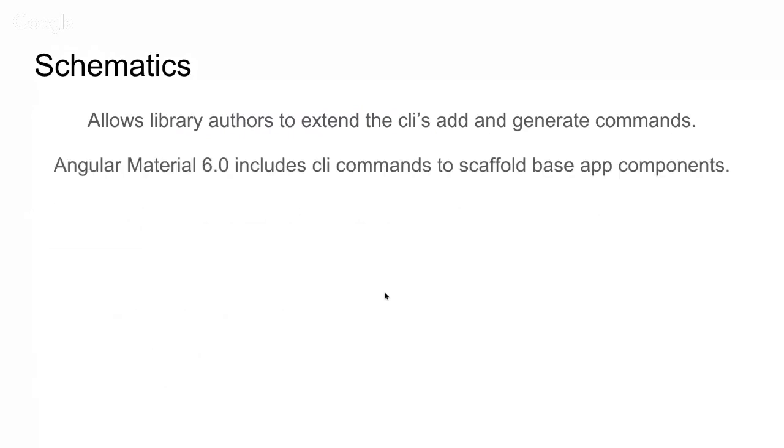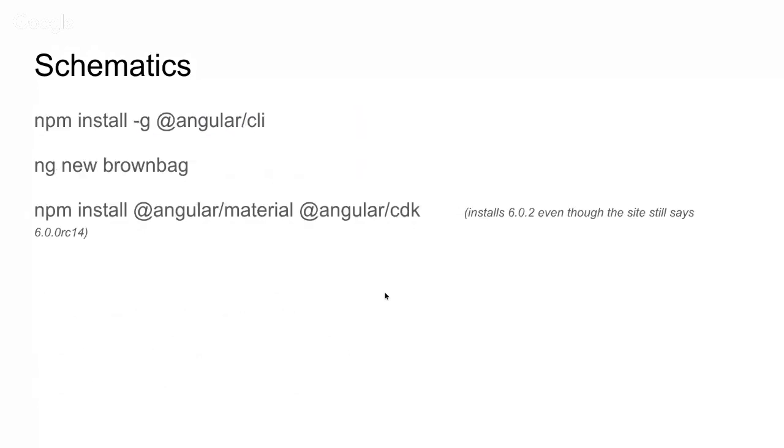So Material 6 includes some CLI commands to scaffold some basic app components. If you've not worked with Material yet, the HTML can be kind of verbose, and so having something to simplify that for you is actually pretty cool. That was what caught my eye when we were going through that.